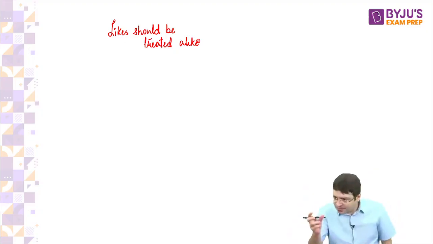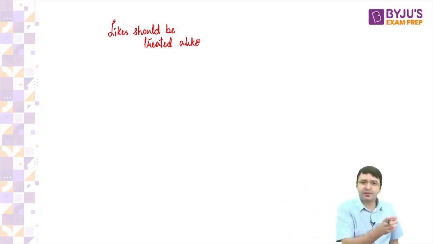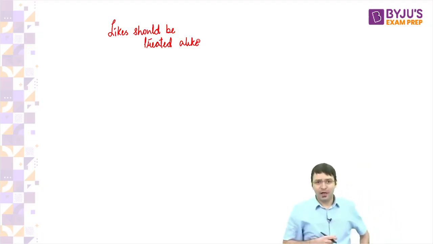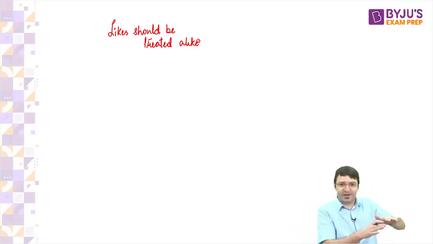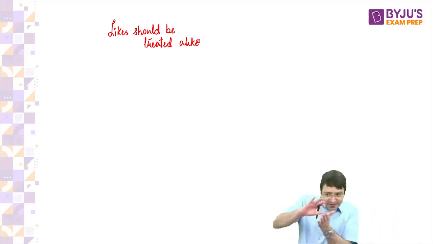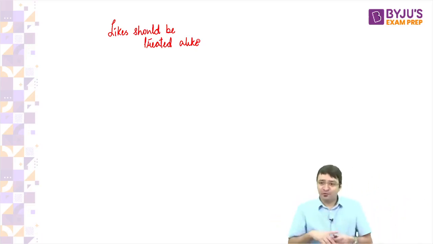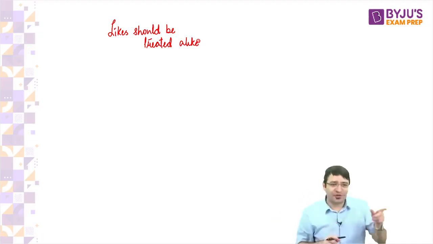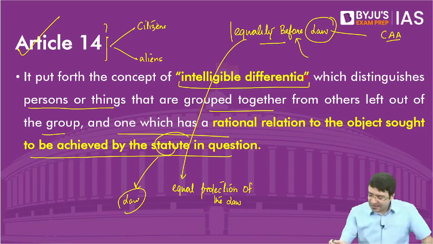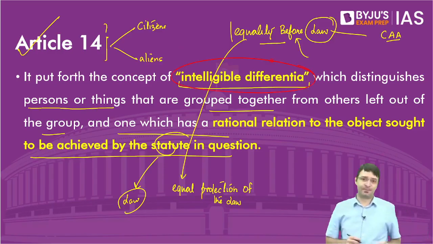But can murder be equated with, let's say, cheating in the examination? No. All those who cheat in the examination are to be treated separately. All those who commit murder are to be treated separately. For murder, we can have a death sentence. For cheating, we cannot have a death sentence. That is why we say intelligible differentia.